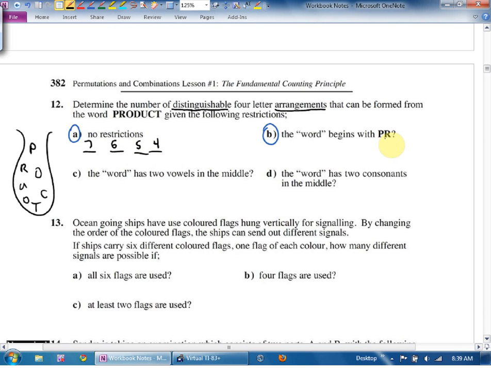If the word has to begin with PR, here's what I would do. I would redraw my Scrabble bag, and I would have an O, a D, a U, a C, and a T in it. But then I would also have one weird Scrabble tile that had a PR on it. That's how I would treat this. And I would say, okay, how many ways do I have to put the PR? Well, it's going to be one great big Scrabble tile that's made up of two letters, but I only have one way to put it there. And once I pick those two guys, then I have 1, 2, 3, 4, 5 times 4. I think the answer is 20.